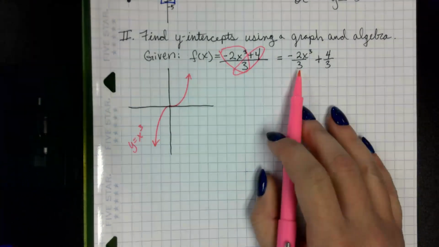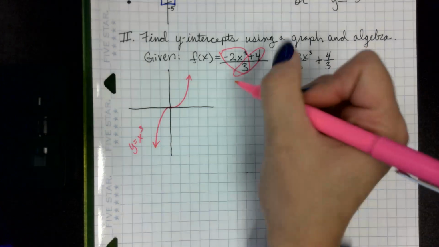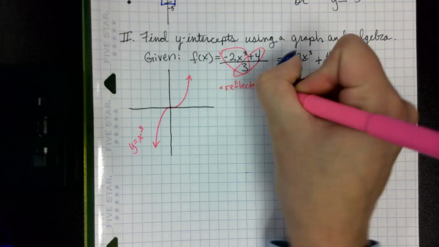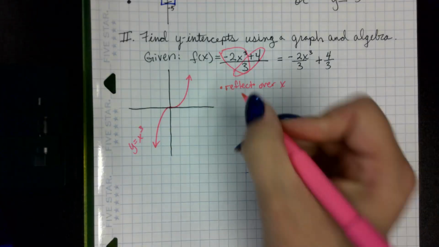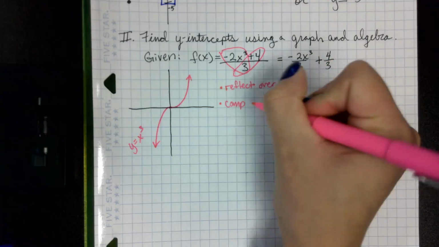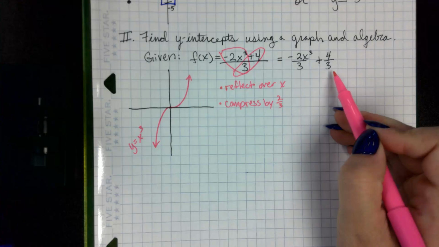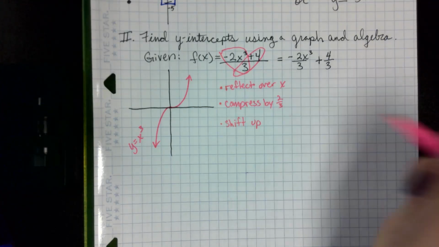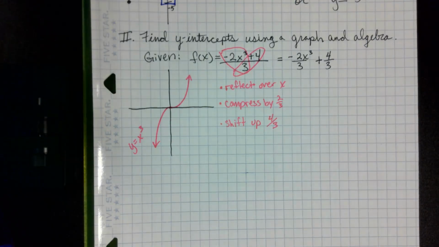And then we look at what's going on here. We have negative 2/3 x to the third. So negative tells me that I reflected it over the x-axis. Reflect over x. 2/3 is going to give me a vertical compression, compress by 2/3, and then plus 4/3. That's a shift up, because it's plus, by 4/3. Well, 3/3 is 1, right? So it's 1, and then I have 1 more third. So 1 1/3.